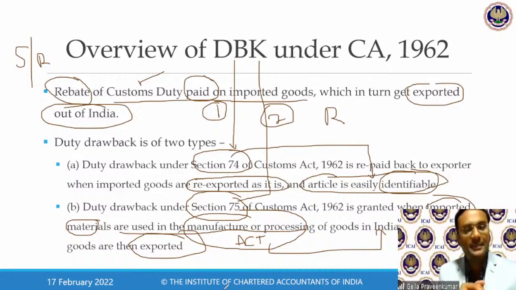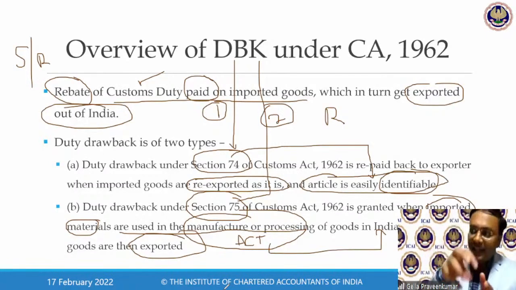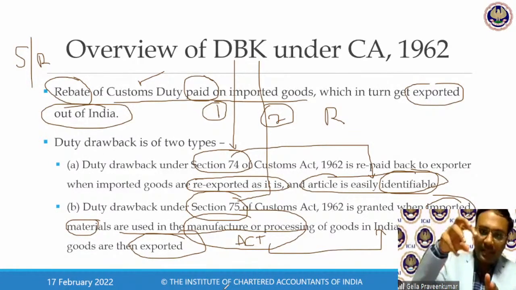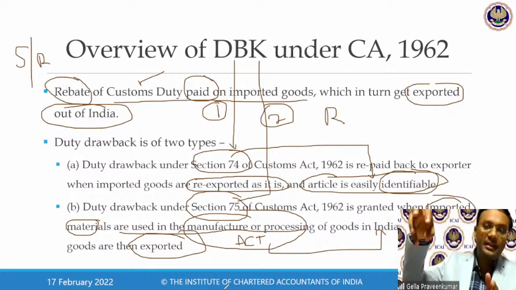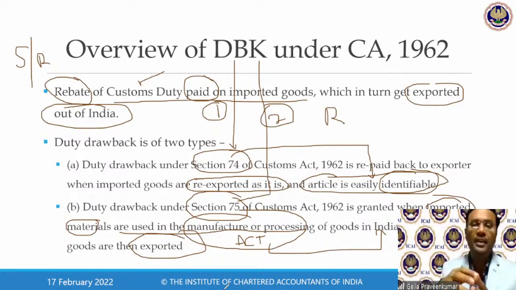So here, what they say is a drawback. When I have imported this machine, the ATM has a hardcore thing called the machine. When I imported that machine, I paid customs duty. Don't worry, because this machine was used in this ATM, when the ATM is going out of India, I repeat, when this ATM is going out of India, the duty you have paid on this particular machinery, I can claim as a drawback.